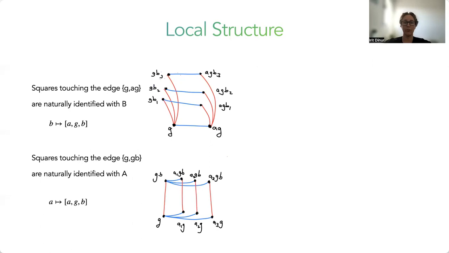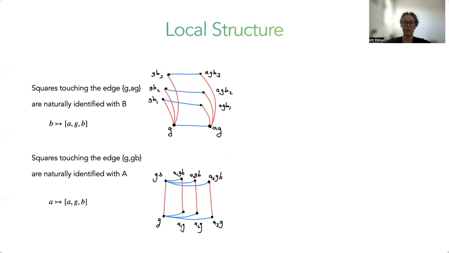Similarly, for an edge in the right direction, in the B direction, an edge from G to GB, the squares around it are identified with the elements of A. For every A, for example, A3, I can move from G to A3 times G, and I can also move from GB to A3 times GB. And this edge will close here with B.